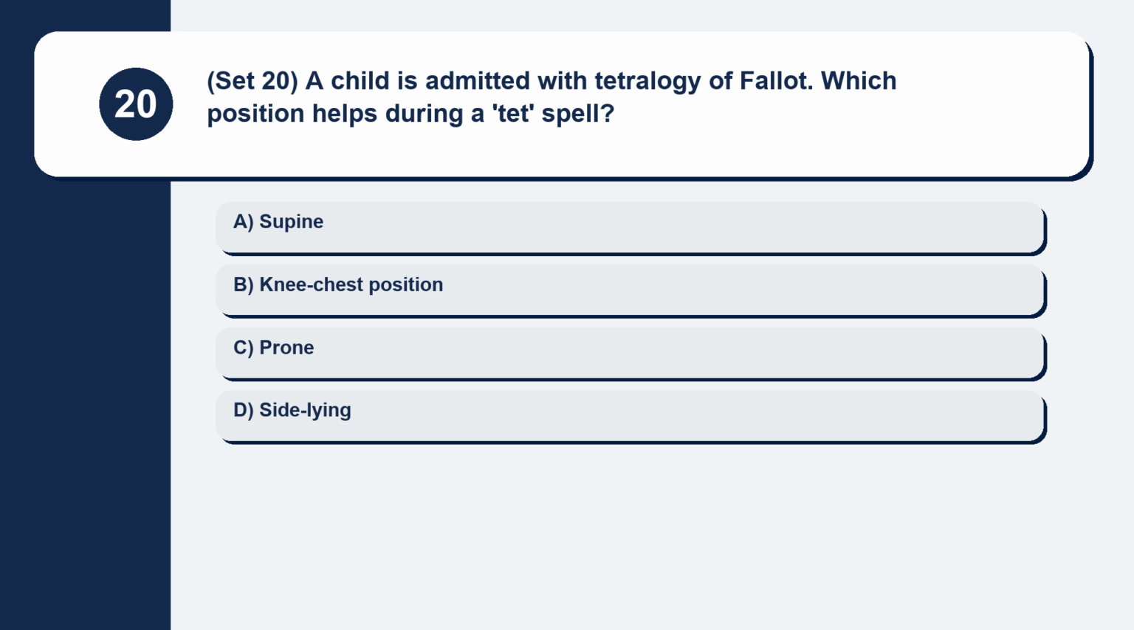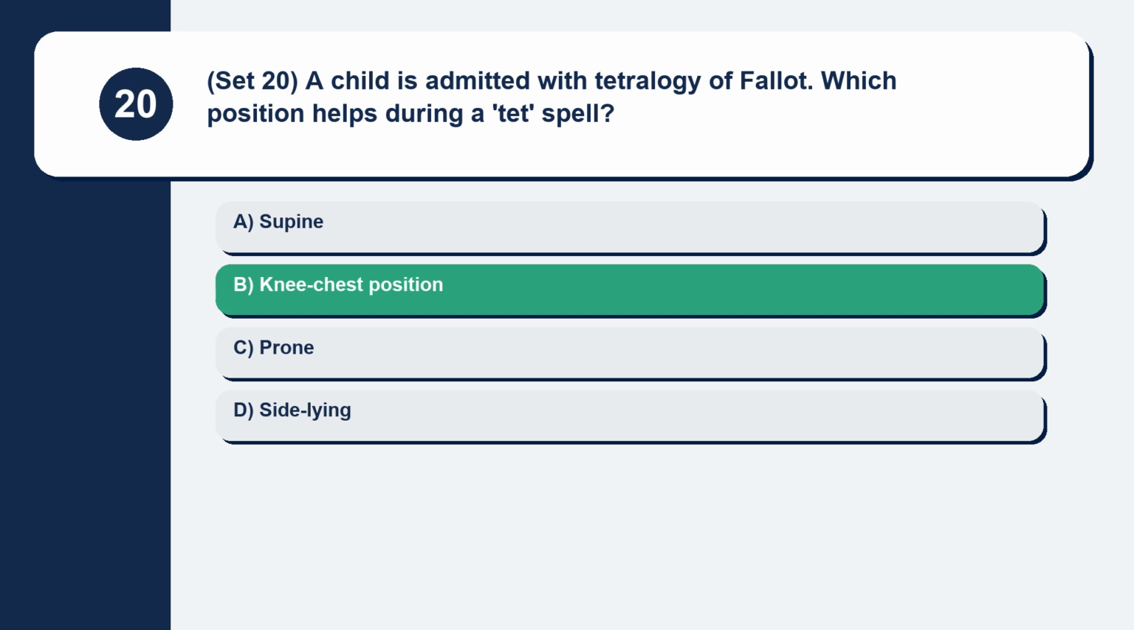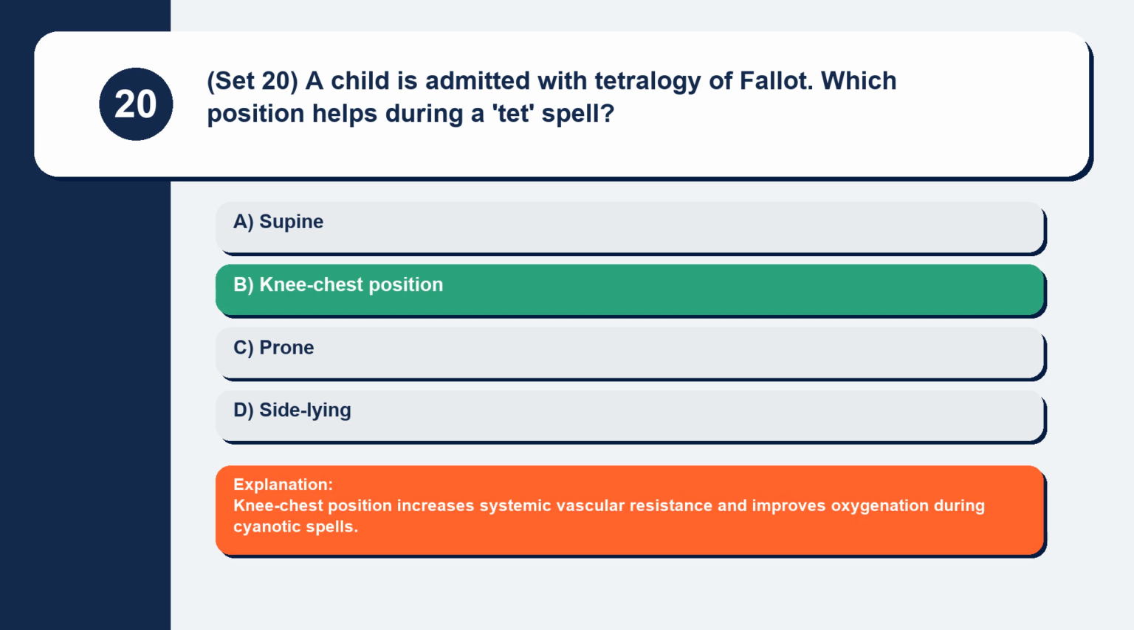Question 20. Set 20. A child is admitted with tetralogy of Fallot. Which position helps during a TET spell? Supine, knee chest position, prone, side lying. Knee chest position increases systemic vascular resistance and improves oxygenation during cyanotic spells.